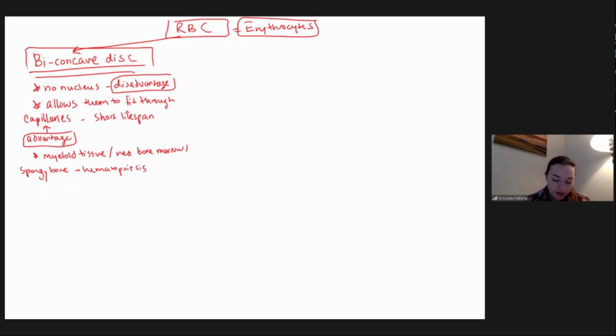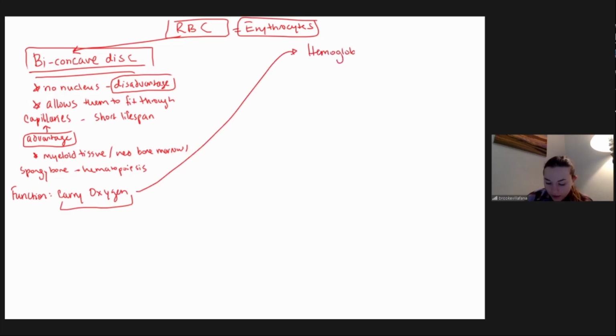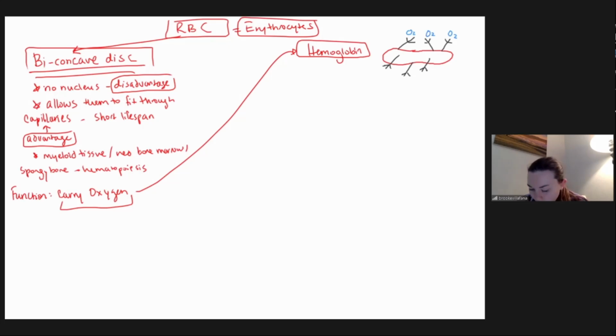So what is the function of the red blood cell? Its function is to carry oxygen. The structure that actually carries the oxygen is the hemoglobin. If we picture our red blood cell, it looks kind of like this. On the surface of the red blood cell are little arms, on every surface. These little arms attach themselves to oxygen molecules. They grab onto oxygen and transport it.